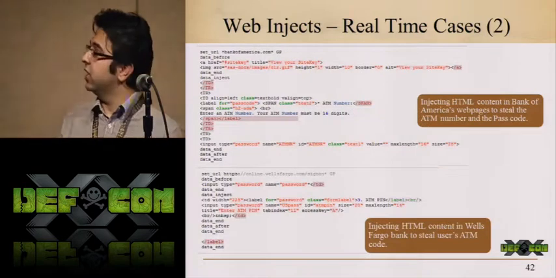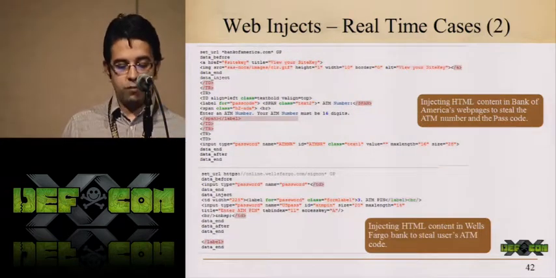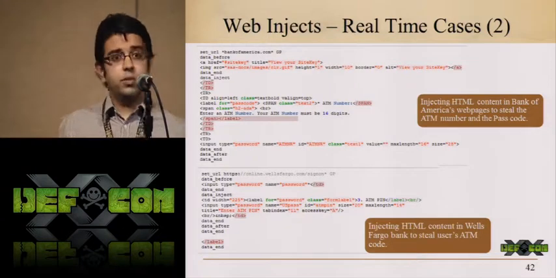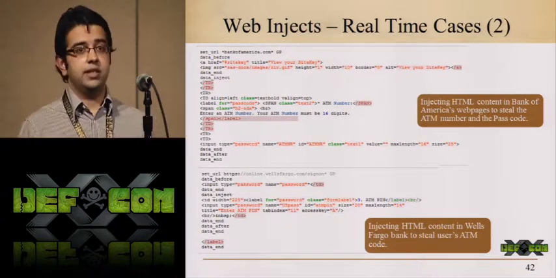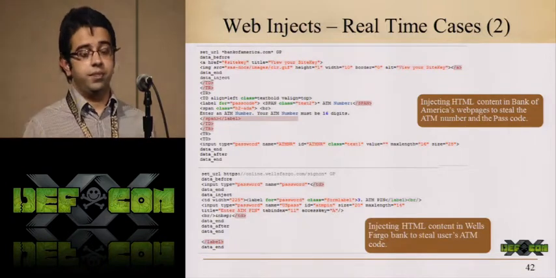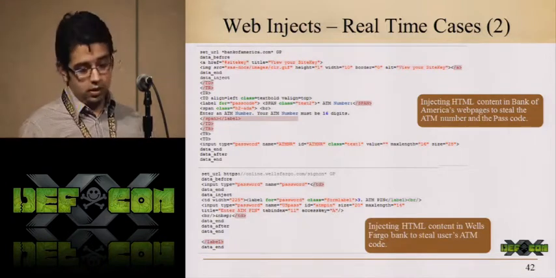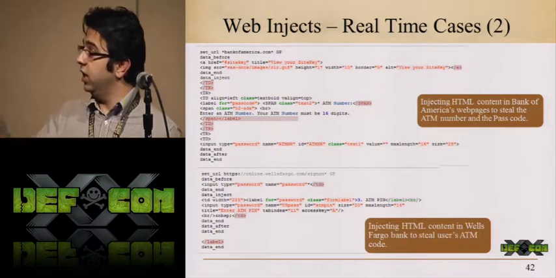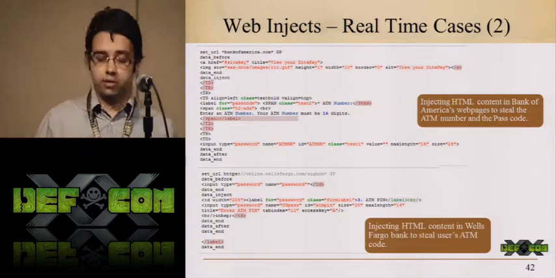Let's take another example. This one is for bankofamerica.com, again for all GET and POST requests. In this particular web inject, the bot injects an ATM input type to extract the ATM numbers. And again, it works inline. And if you look at the sample example downwards, it was against Wells Fargo.